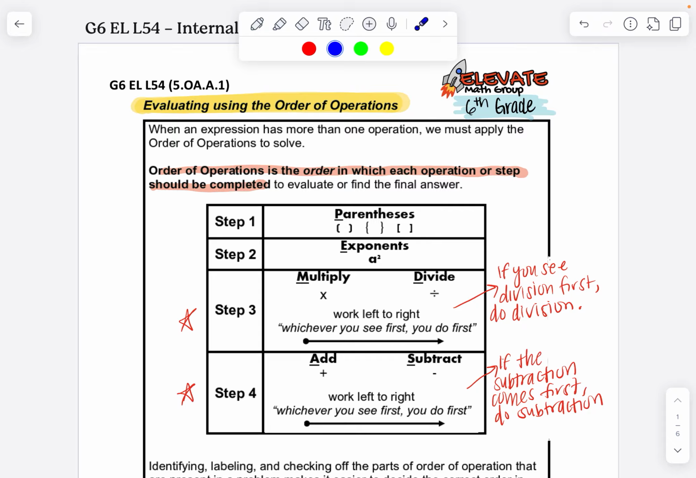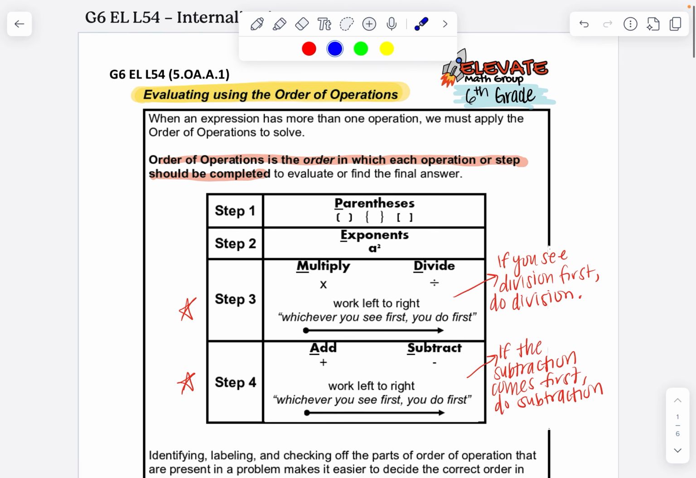And so it's important to know that because multiplication and division are interchangeable, when we have a question that includes both multiplication and division, we have to work left to right, whichever one you see first. So if you see the division first, you have to do the division before you do multiplication. And the same thing goes for subtraction and addition. So you will do whichever of the two operations you see first. So if the subtraction comes first in the problem before the addition, you have to do the subtraction first.